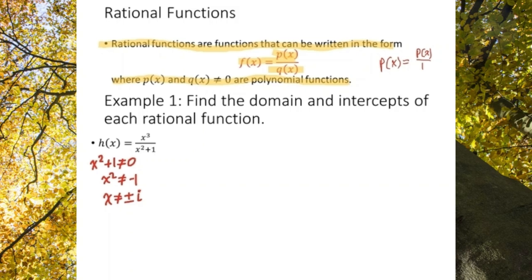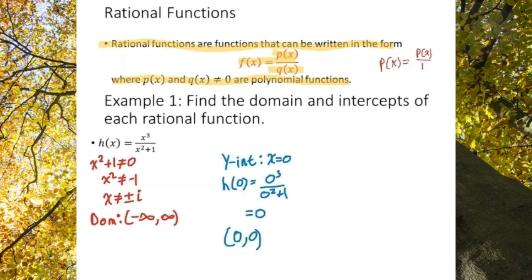So through solving, there is no real number to remove from the domain, which means our domain is the set of all real numbers. For the y-intercept, we set x equal to 0. Since 0 is in our domain, since there is nothing removed from the domain, it is worth our time to plug in 0. And when we plug 0 into our function h and simplify, we get 0. So our y-intercept is the point 0, 0.